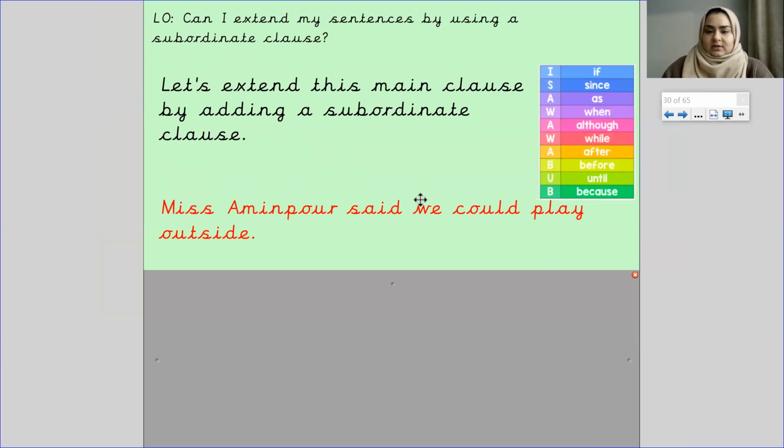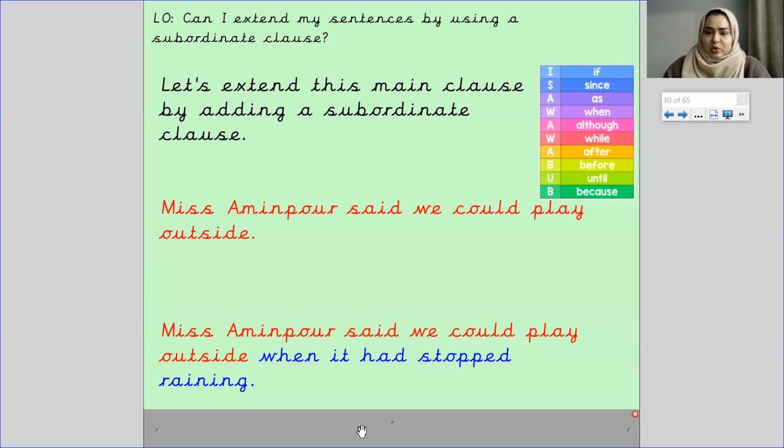Now let's try this one. Miss Amanpour said we could play outside. I would like you to pick a conjunction and extend this sentence by using a subordinate clause. Pause the video and do that now. And when you're ready, come back. Now, Miss Amanpour said we could play outside when it had stopped raining. So the conjunction here is when, and the subordinate clause is when it had stopped raining.